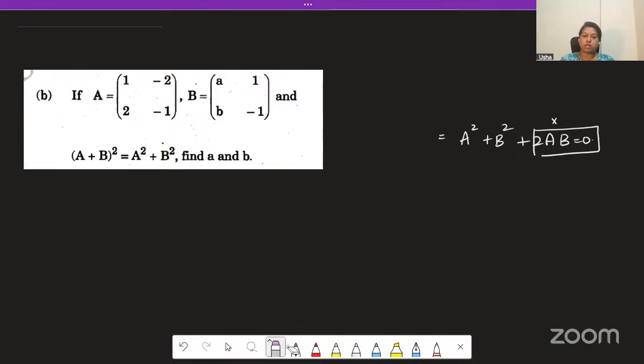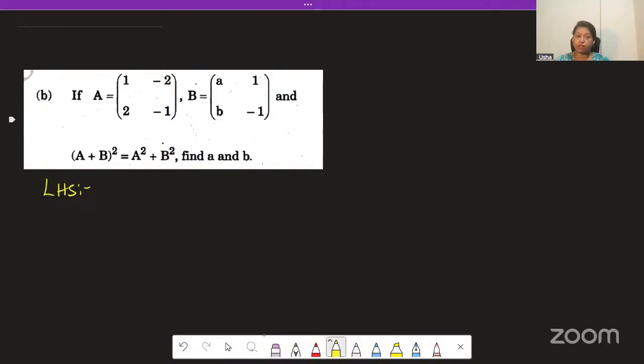I also mentioned there is another method to solve it, which is to take the left hand side and the right hand side and simplify. So we are going to do that now. First, what is the LHS? They have given A plus B whole square is equal to A square plus B square. We are supposed to find what A and B are. Now we will take the LHS, which is A plus B whole square. We will solve this part and then the right hand side. After that, we will equate them and find the values.